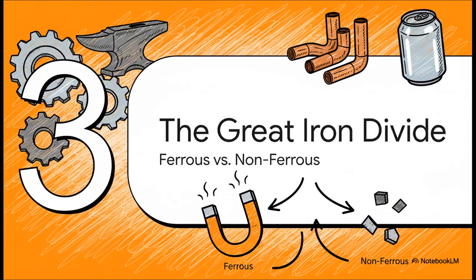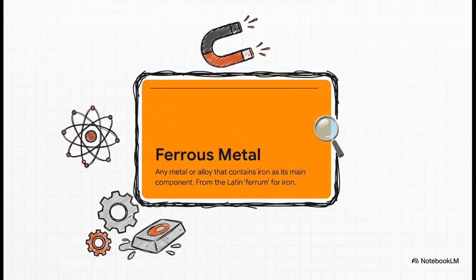So we've sorted metals into pure and alloy, but hold on, there's another really crucial way to divide them, and this one all comes down to a single, very important element, iron. Any metal or alloy that's built around iron is called a ferrous metal, and the name itself is a dead giveaway. It comes from ferrum, which is simply the Latin word for iron. So if iron is the star of the show, it's a ferrous metal.